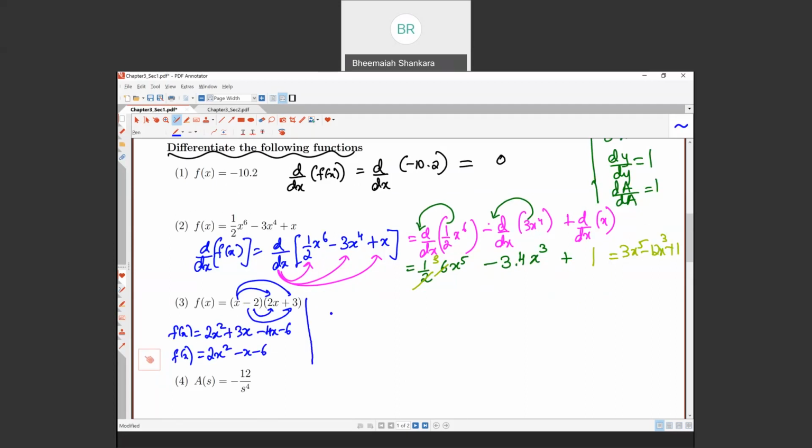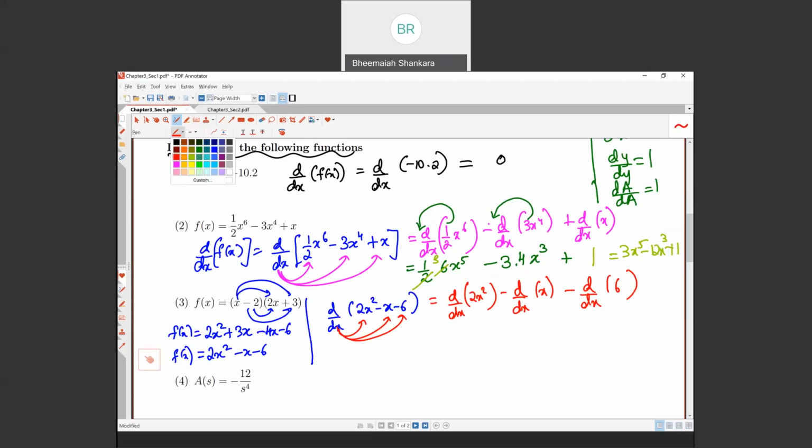Now you want to do the derivative of this function, 2x squared minus x minus 6. You're good to distribute this derivative to each of the terms and then derive it. So it's the derivative of 2x squared, the derivative of x, and then the derivative of 6. For the derivative of 2 times x squared, 2 is a constant, so 2 moves outside. Then you want to derive x squared using the power rule. So you get 2 times x when you do the power rule for x squared.